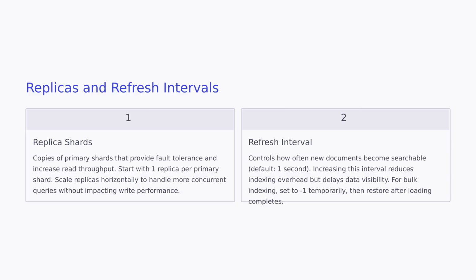Meanwhile, the refresh interval dictates when new documents become searchable, with the default set at 1 second. Adjusting this interval can reduce indexing workload but may delay data visibility. During bulk indexing, a temporary setting of -1 buys time for loading before restoring visibility. Remember, balancing replicas and refresh intervals optimizes your system for both speed and reliability.